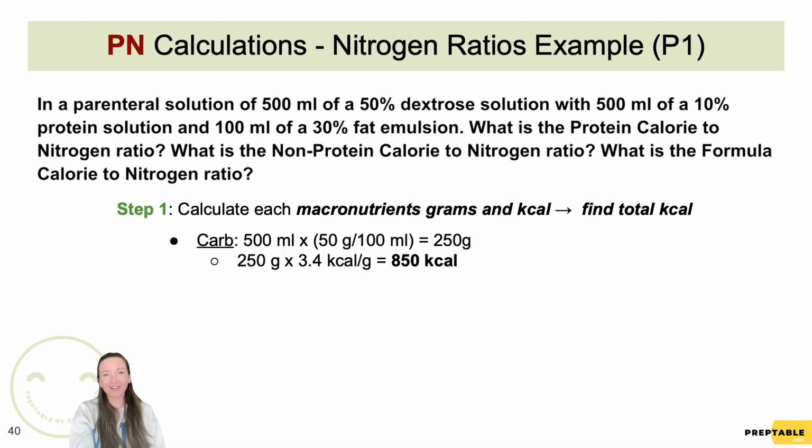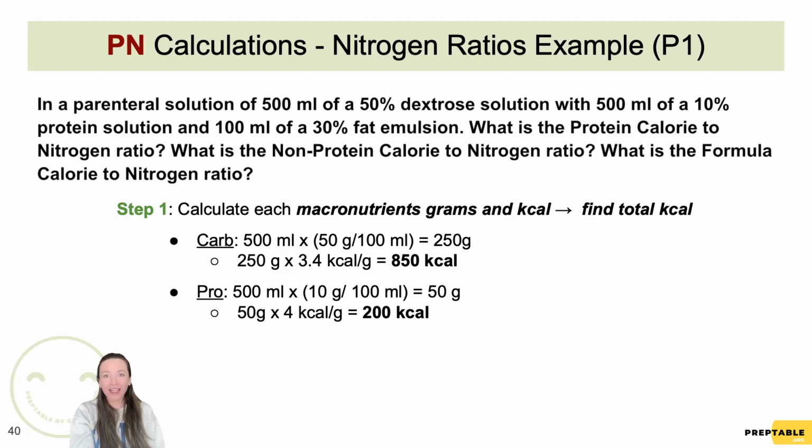For carbs, we have 500 mL dextrose times 50 grams over 100 mL because it's a 50% dextrose solution. The mLs cancel out and we get 250 grams. 250 grams times 3.4 kcal per gram equals 850 kcal. Next, protein. 500 mL times 10 grams over 100 mL because it's a 10% protein solution. The mLs cancel out, we get 50 grams of protein. Convert that to kcals. 50 grams times 4 kcal per gram equals 200 kcal.